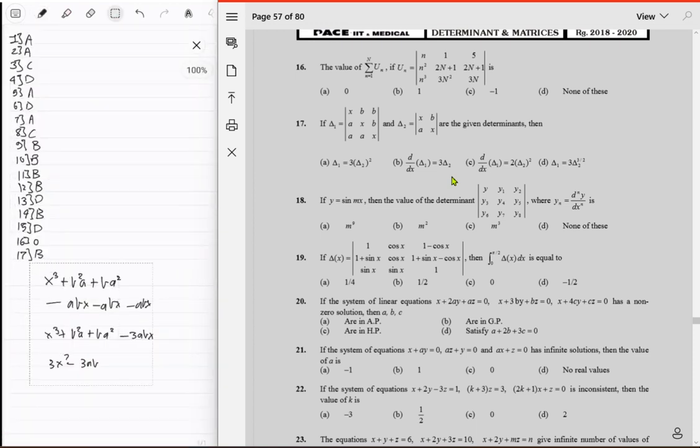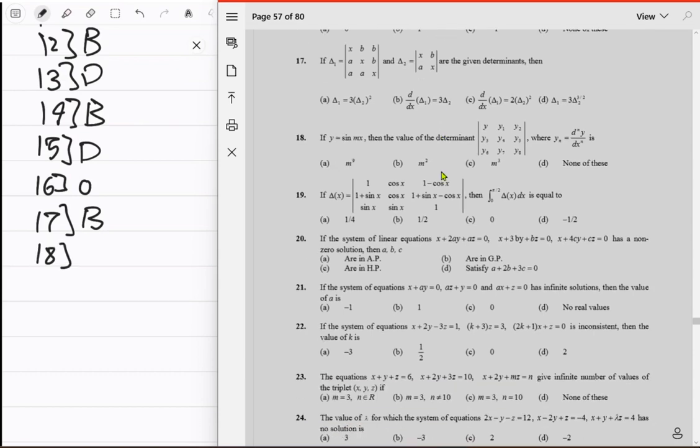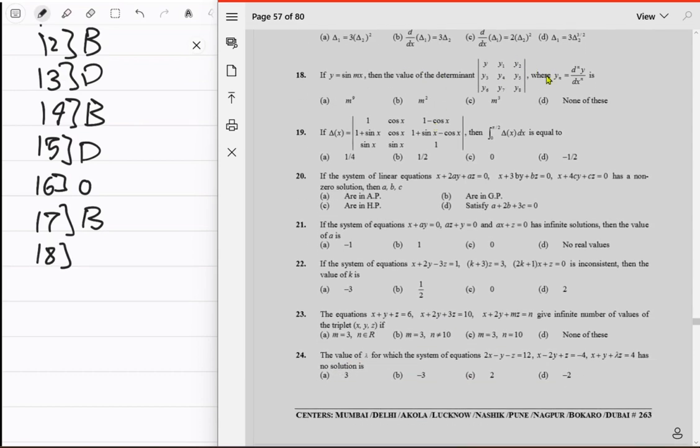18th. If y equal to this thing, the value of this term is equal to, where y n is equal to this thing, the nth derivative of y. Okay. It's a sine of mx, huh? Interesting. So you got y and y 1. Okay, that's weird. Think about it. But each of them is going to have that m factor, right? Yeah.